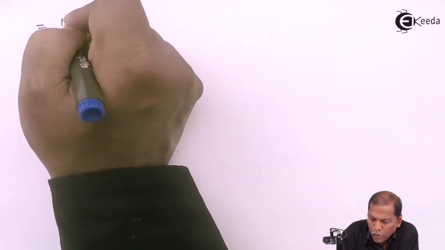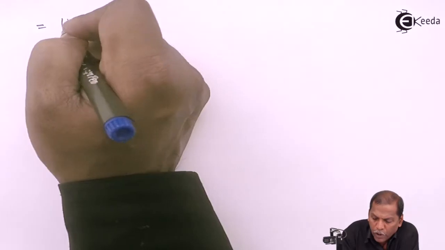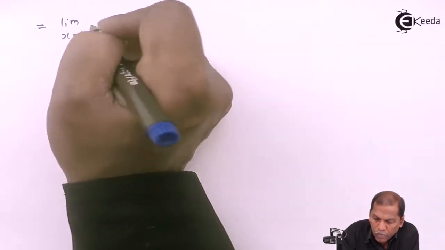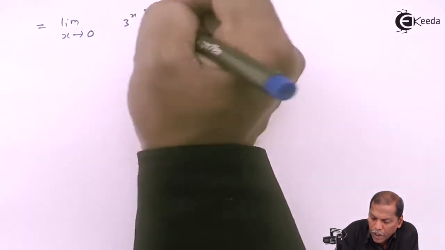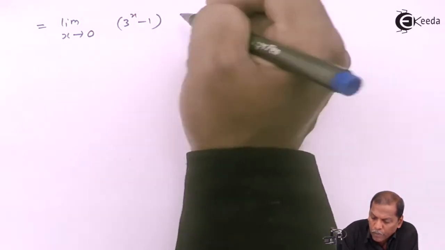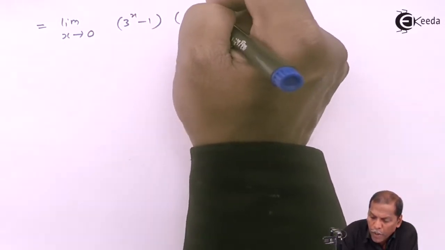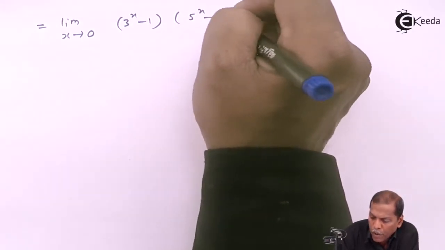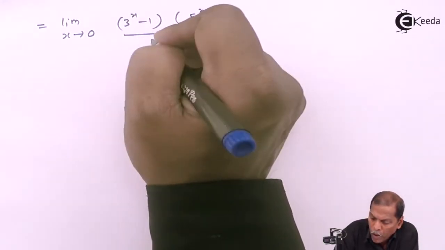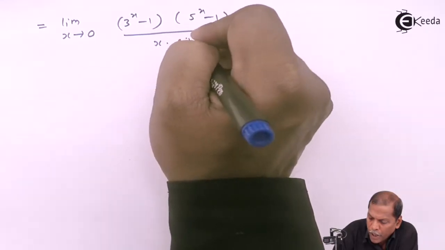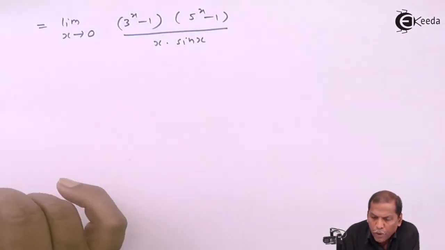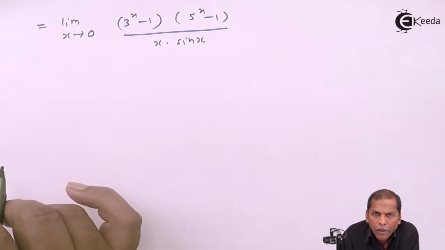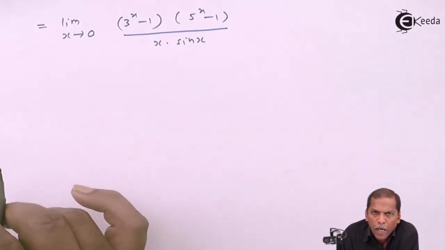So that equals limit x tends to 0. From this we take 3 raised x minus 1 common. So the remaining term is 5 raised x minus 1, upon x into sin x. Now to get the rule, we have to divide numerator and denominator by x square.